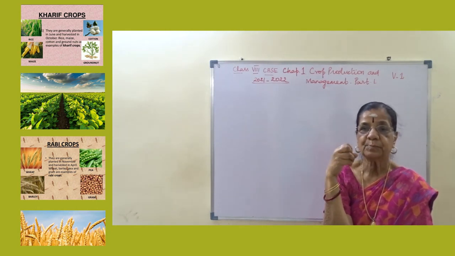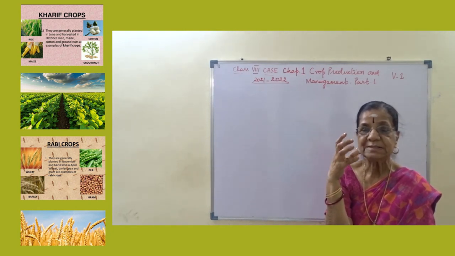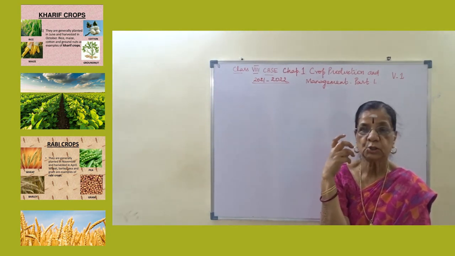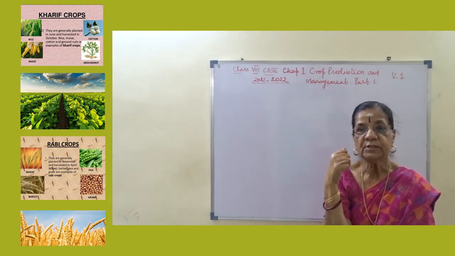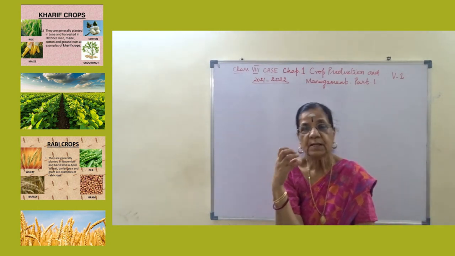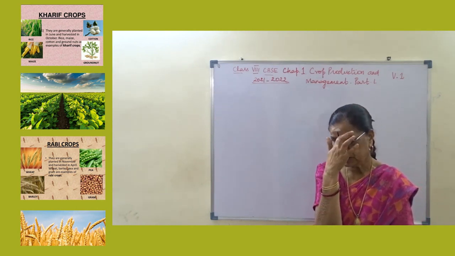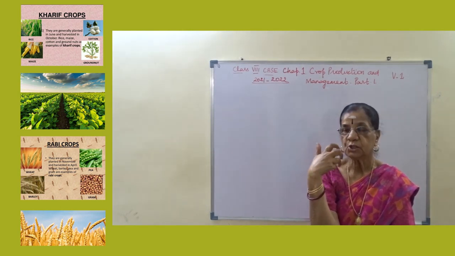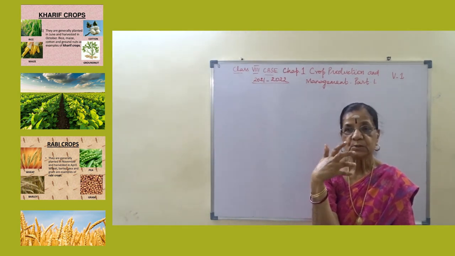Now the same plants, when cultivated on a large scale, giving the need for food, that is called crop. So, crop production and management. Why do we need to produce crops? Because living things need food, and living things need food and energy to replace the worn-out tissues. So what we are doing on a large scale is known as crop production.